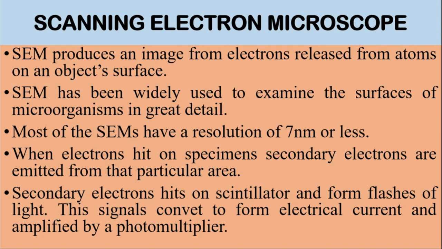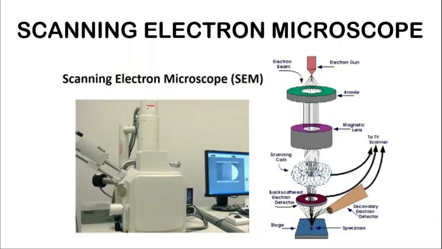When electrons hit specimens, secondary electrons are emitted from that particular area. First, we have an electron source. That electron source produces electrons, which go and hit the specimen, and secondary electrons are emitted from that particular area of the specimen. Secondary electrons hit a scintillator and form flashes of light. These light signals are converted to electrical current and amplified by a photomultiplier. That is the principle of the scanning electron microscope. This is the diagram of the scanning electron microscope.